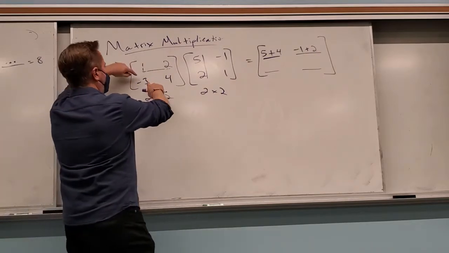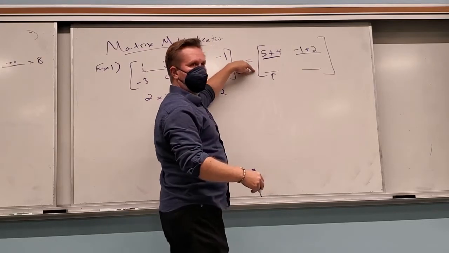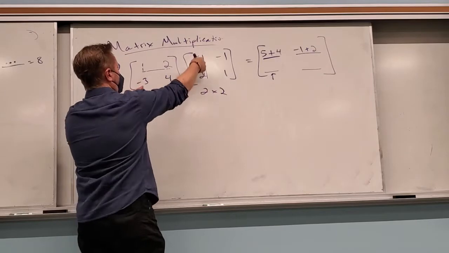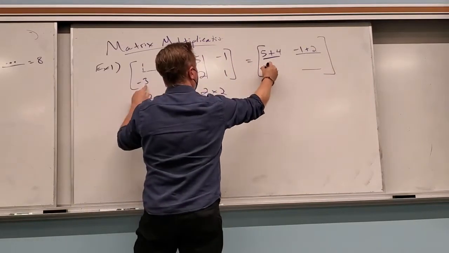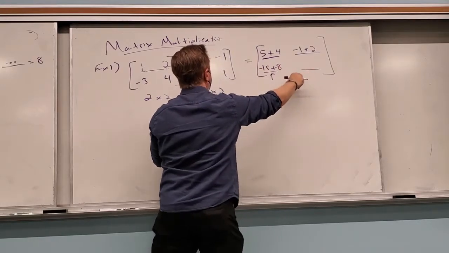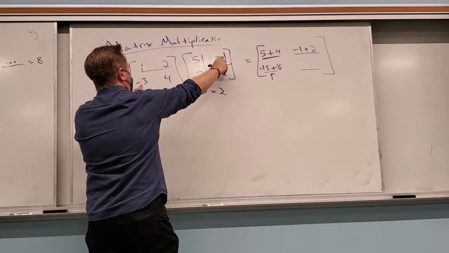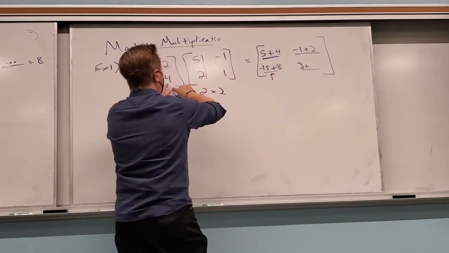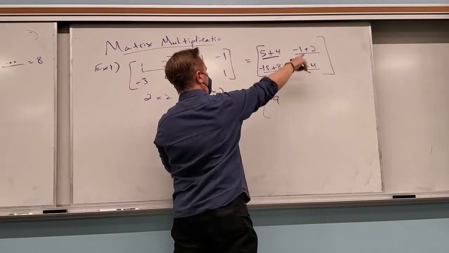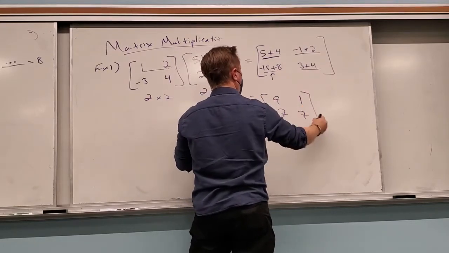Let's see. How do I get this element? What element is this? Second row, first column. Second row, first column. -15 plus 8. And of course, this is the second row, second column. -3 times -1 is 3. 4 times 1 is 4. So what's my answer? 9, 1, -7, 7.